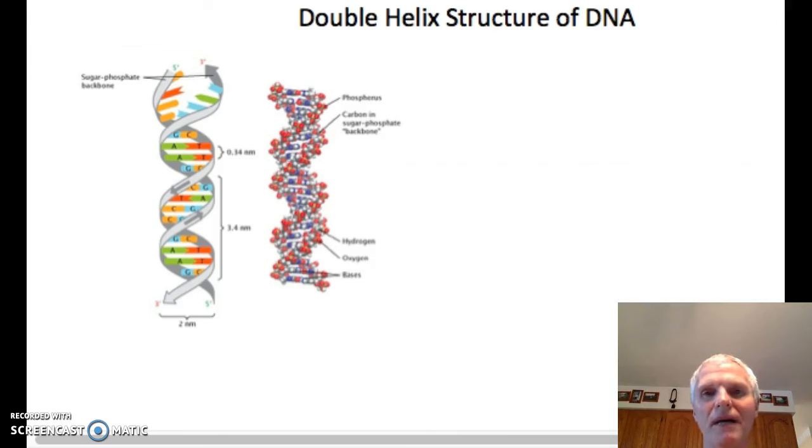Again, this is a beautiful molecule. This is the molecule that stores your hereditary information, and the structure was not determined really until the 1950s.